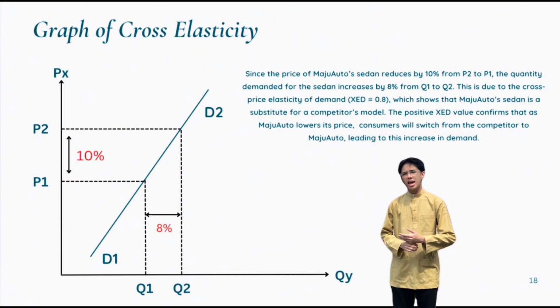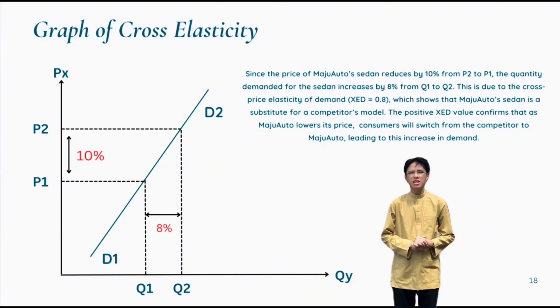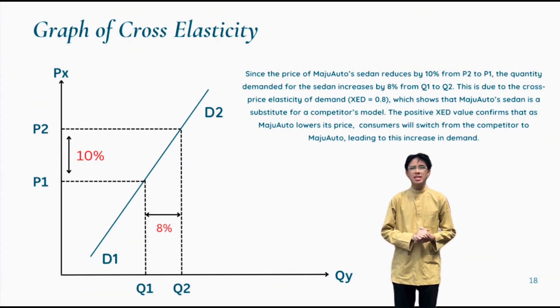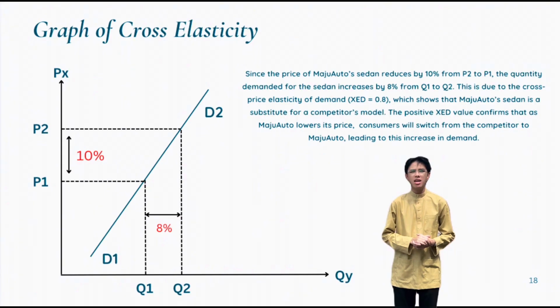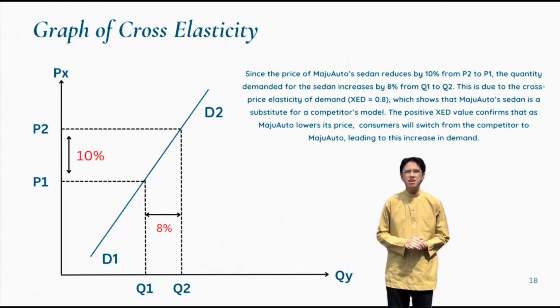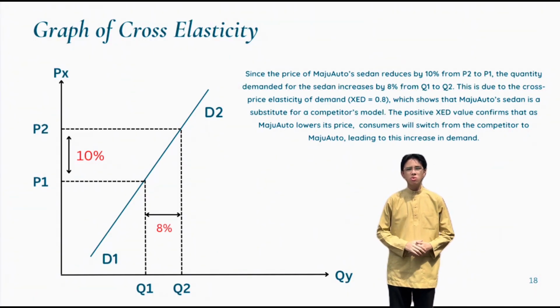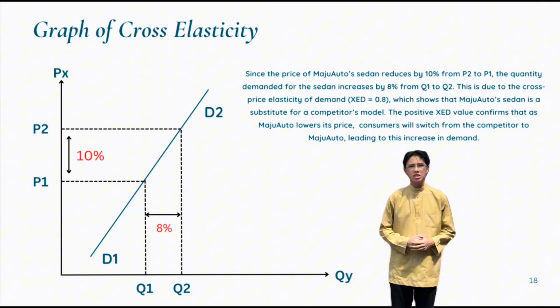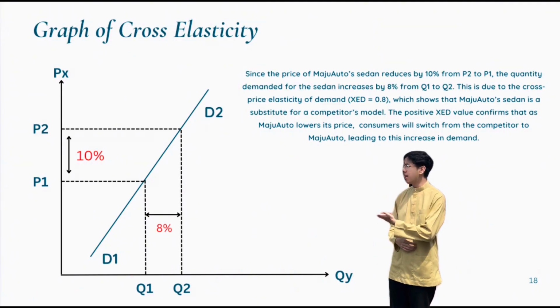According to the graph here, as you can see, the price of the Maju Auto sedan is decreased by 10% from P2 to P1. This shows that the quantity demanded is increased by 8% from Q1 to Q2. This is due to the cross-price elasticity of demand, which shows that Maju Auto is a good substitute for the competitor's model. The positive XED value confirms that as Maju Auto lowers its price, consumers will switch from the competitor's model to Maju Auto, leading to this increase in demand.